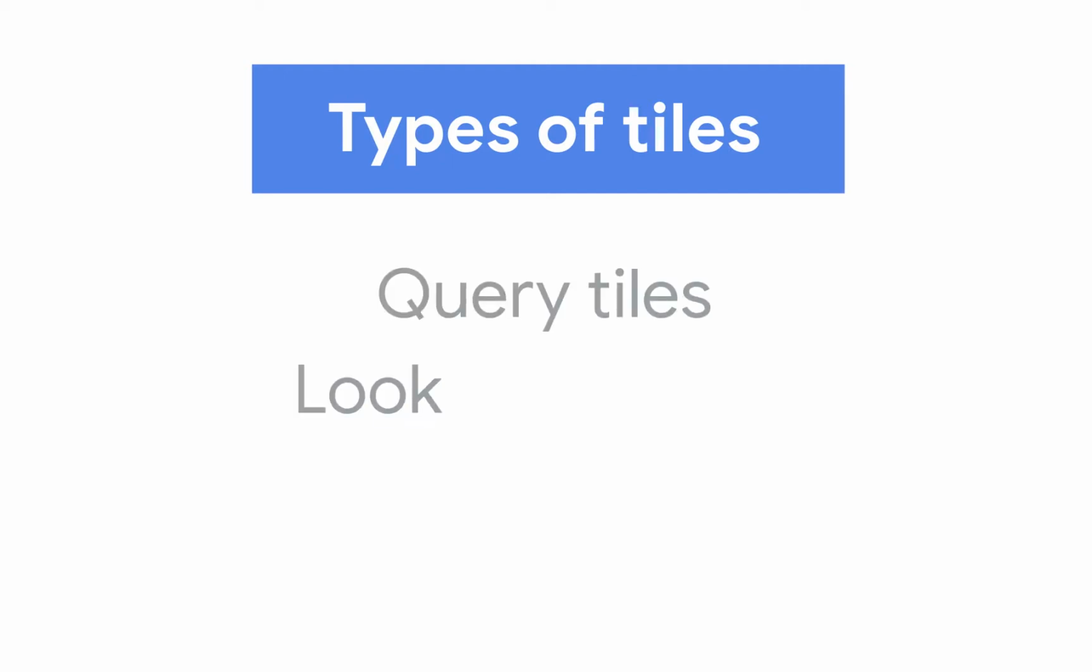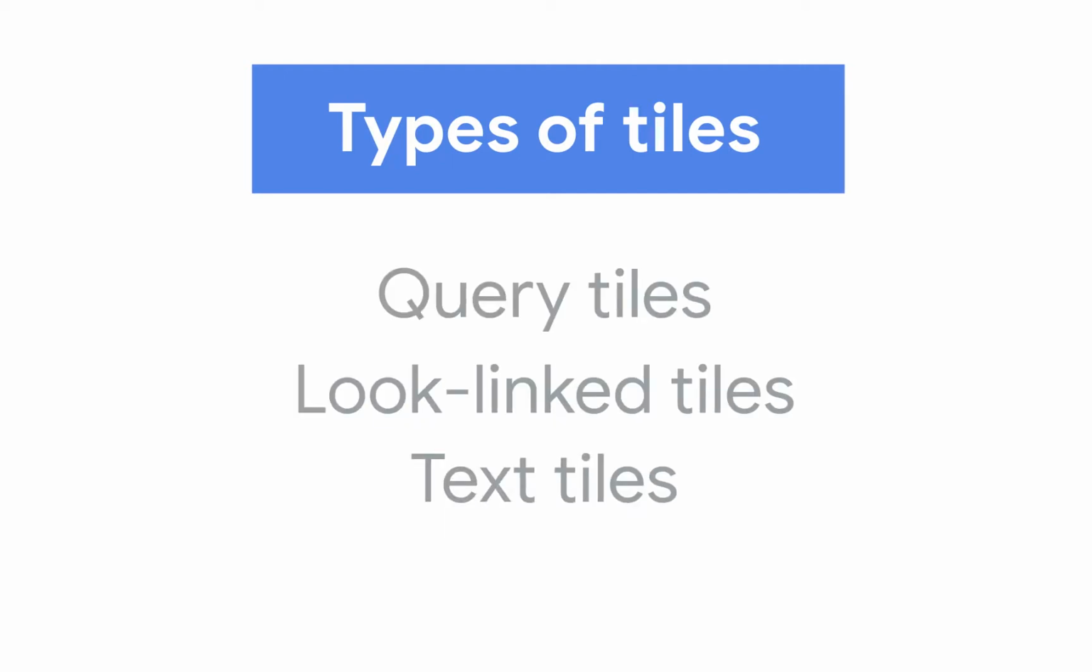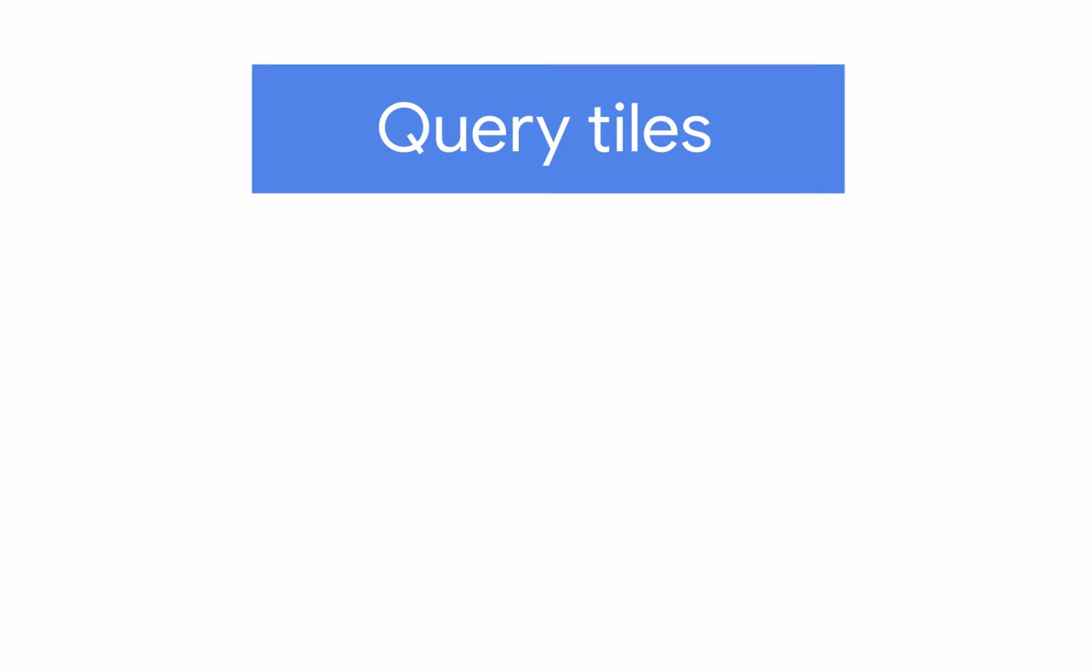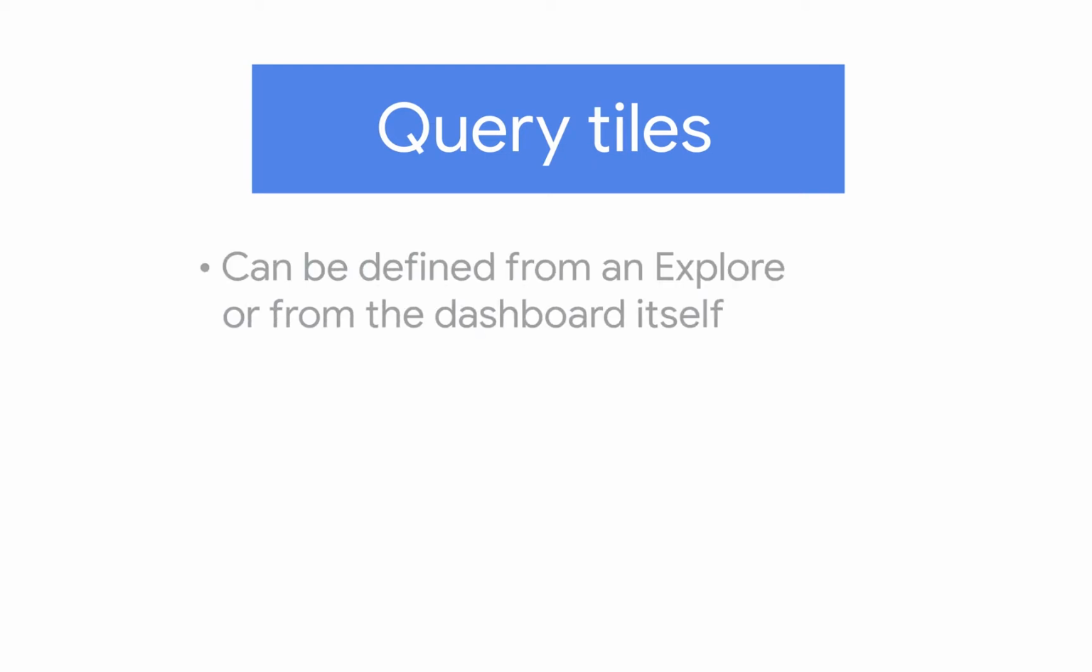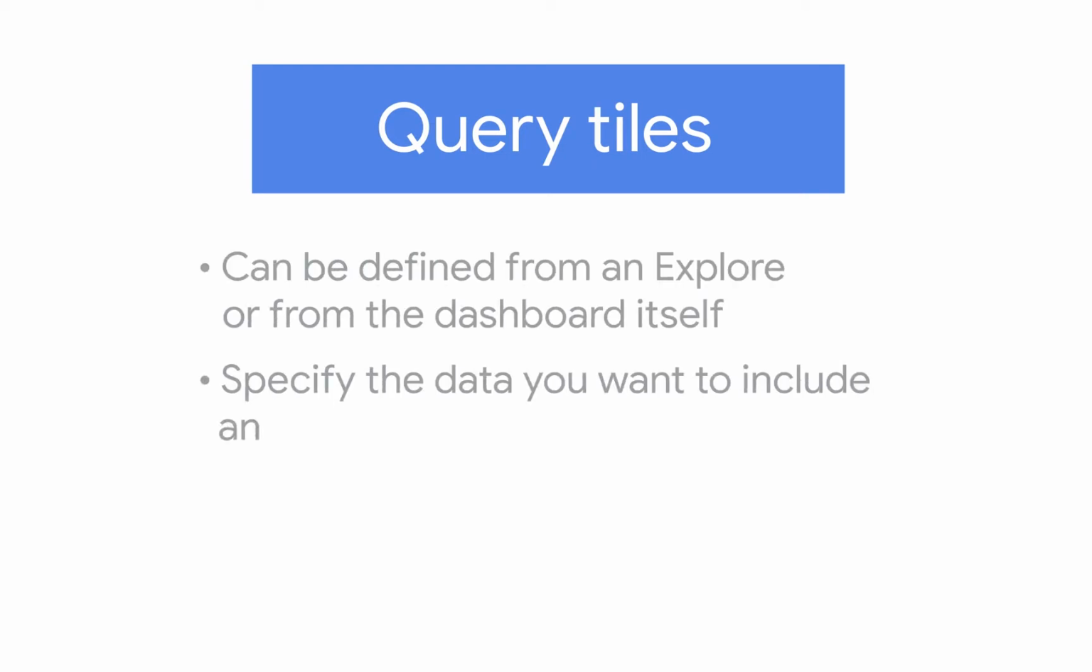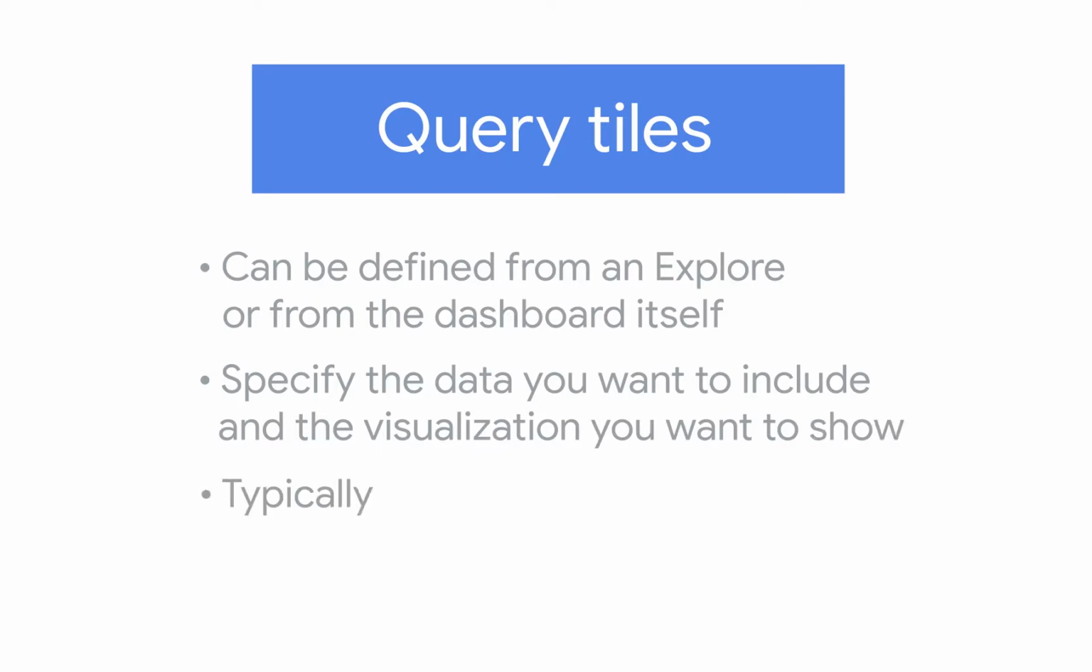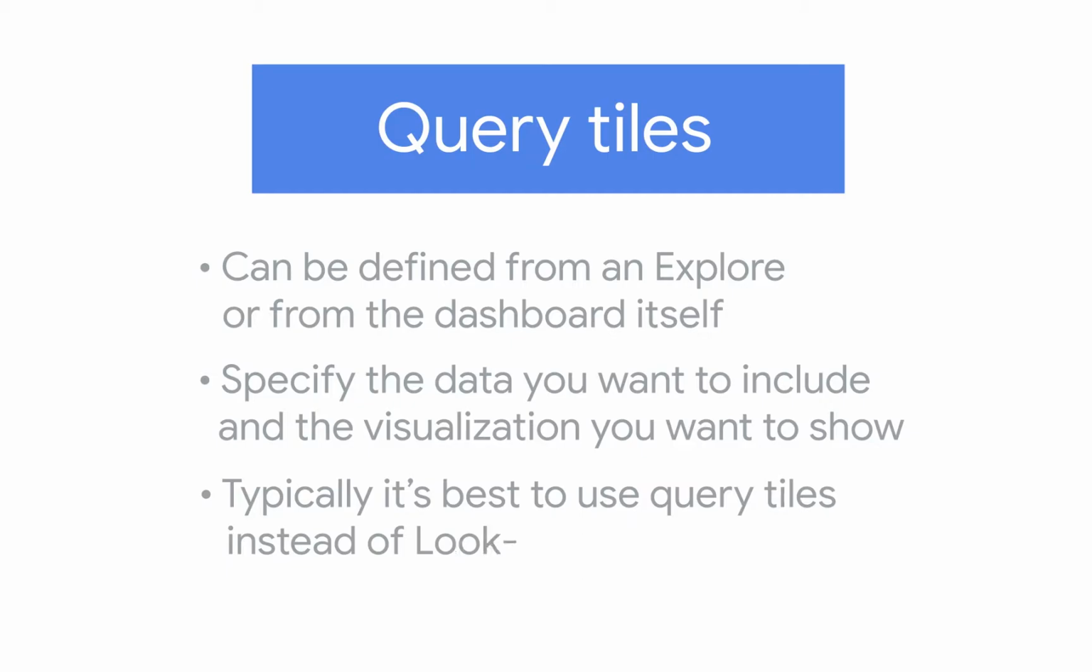There are three general types of tiles: query tiles, look link tiles, and text tiles. Query tiles can be defined from an explorer or from the dashboard itself, and you'll need to decide on the data you want to include and the visualization you want to show. Typically, it's best to use query tiles instead of look link tiles.